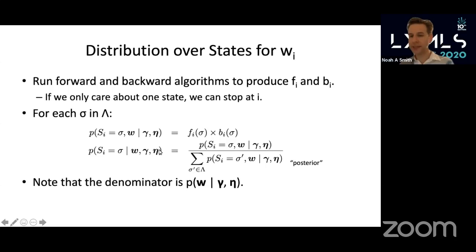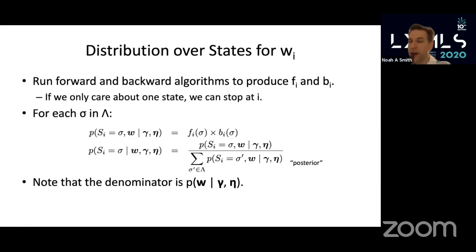If I renormalize this, then I get the probability of the state given the words. This just follows from the definition of conditional probability. And this quantity is sometimes called a posterior. It's the posterior probability, or the probability after I've observed the evidence of the words, of position I taking state sigma. And that denominator, I want you to notice, is actually the same thing that either the forward or backward probability gave us.